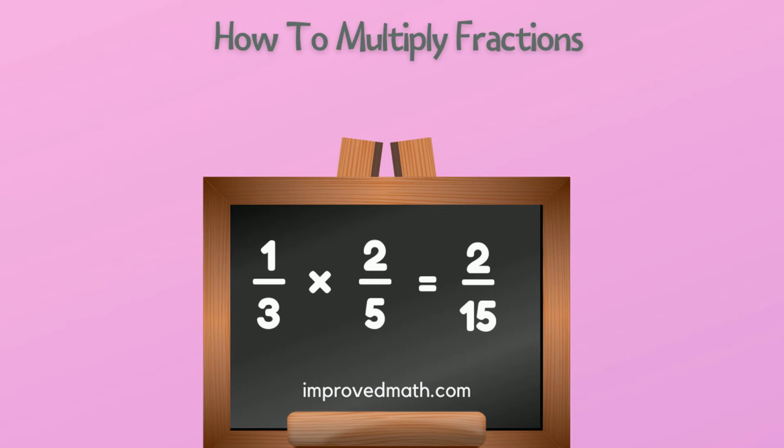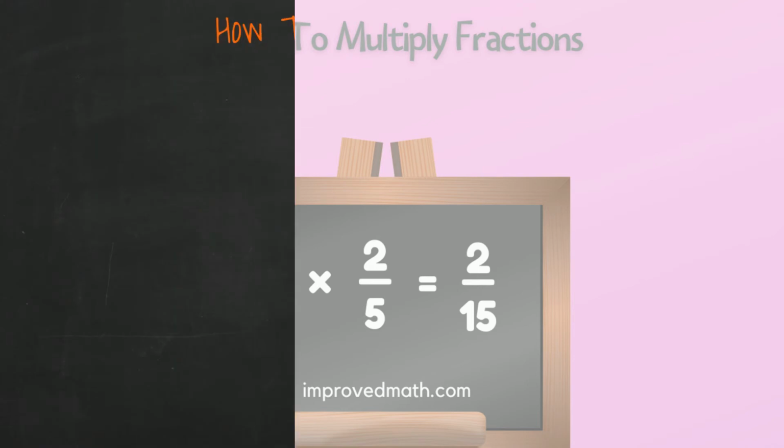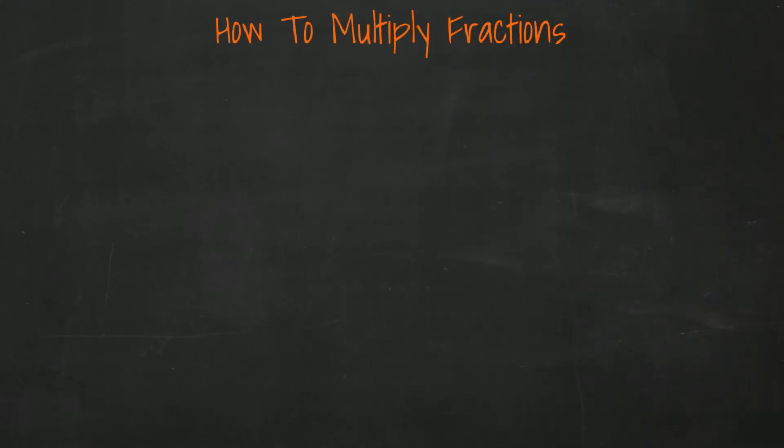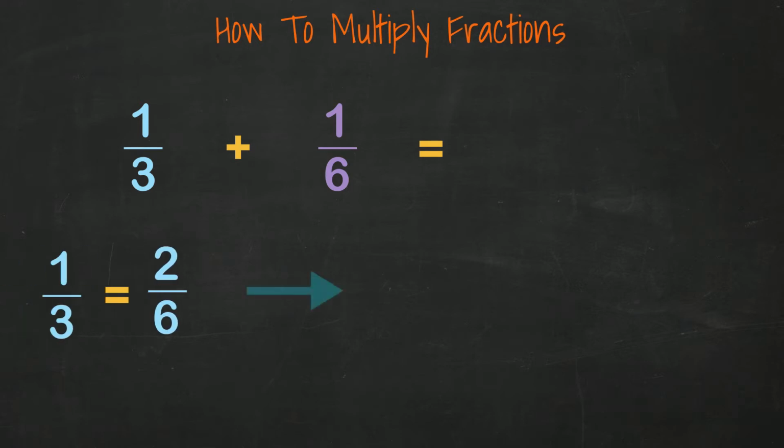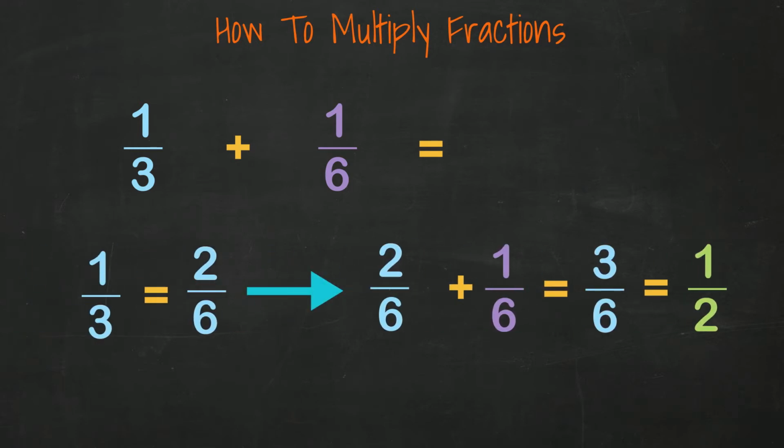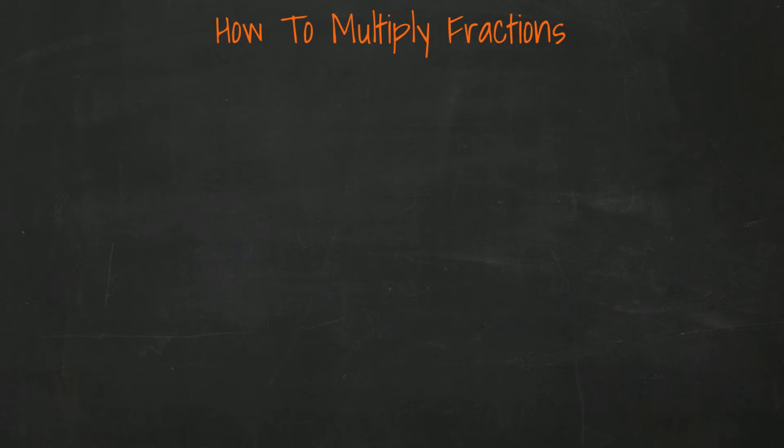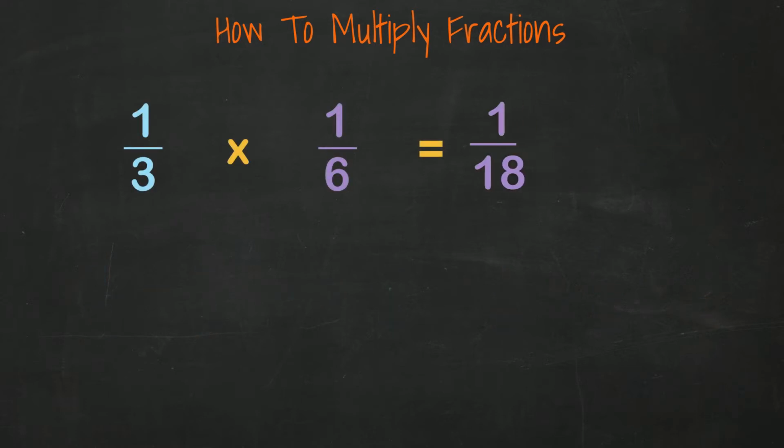In this video, we're going to go over how to multiply fractions. Multiplying fractions is actually pretty straightforward once you get the hang of it. When you add or subtract fractions, you've got to go through all these steps to make sure you have denominators that are exactly the same. With multiplying fractions, that isn't necessary. You simply multiply the numerators together, multiply denominators together, and simplify if needed.